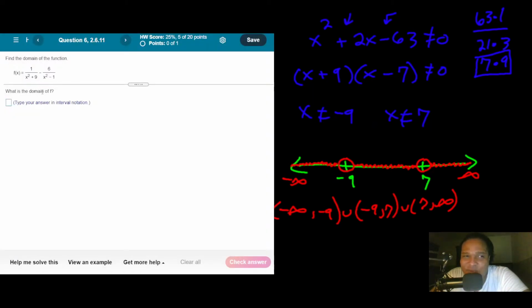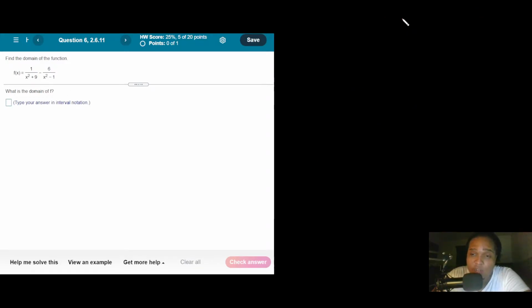This is an interesting one. So once again, it's domain. So we only focus on the denominator and nothing else. And this knowledge will take you all the way up to calculus, through calculus. So let's focus on just the denominator. So we have x squared plus 9. And then we also have x squared minus 1.